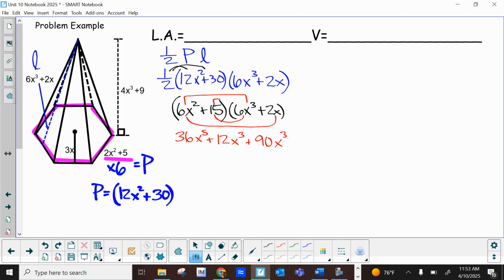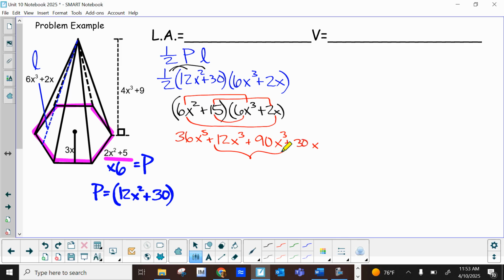And then now I'm going to multiply the last terms. 15 times 2x, that'll be 30. Okay, and that's it. Now I just got to double check for any like terms. I do see these two are like terms. Now I'm ready to write my final answer.